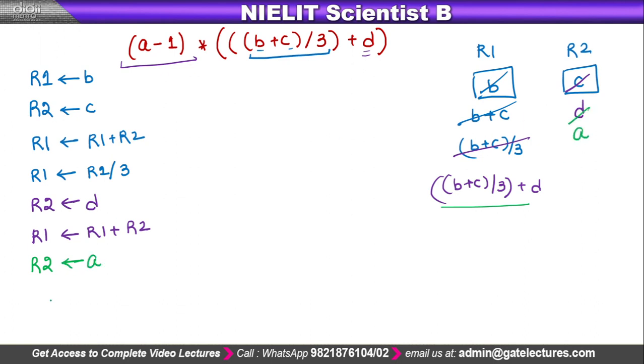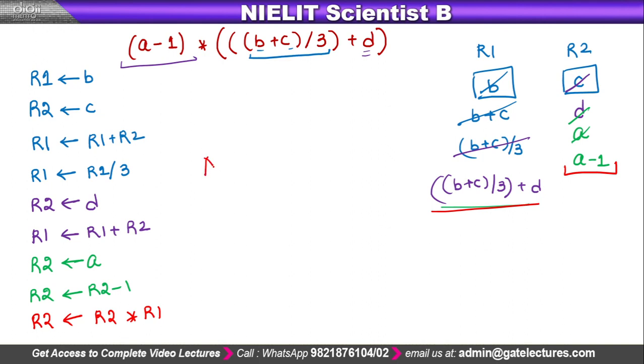I have to subtract 1 from a, right? So I'll take R2 and I'll subtract 1 from R2. So this will become a minus 1. Okay? And now this is also complete. And finally, I'll take R2 and I will multiply R2 with R1. So now this value is multiplied by this value and my result will be stored in R2.